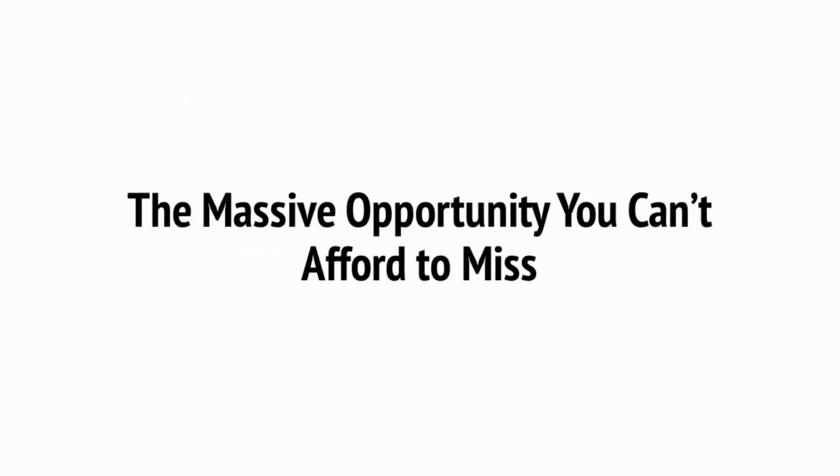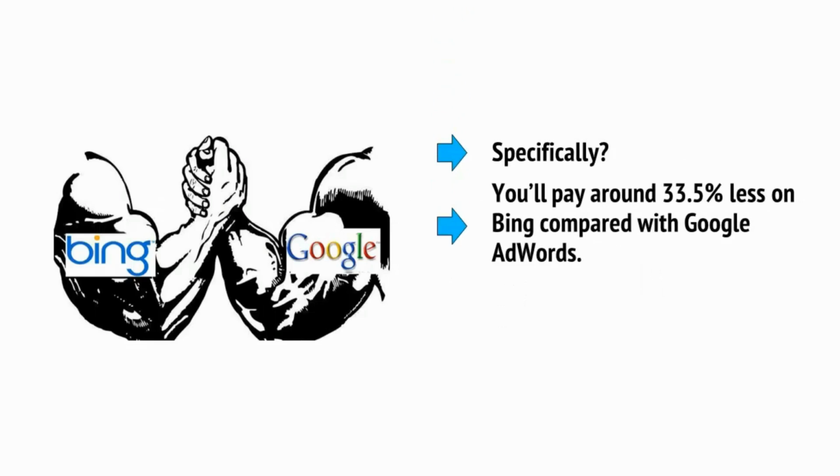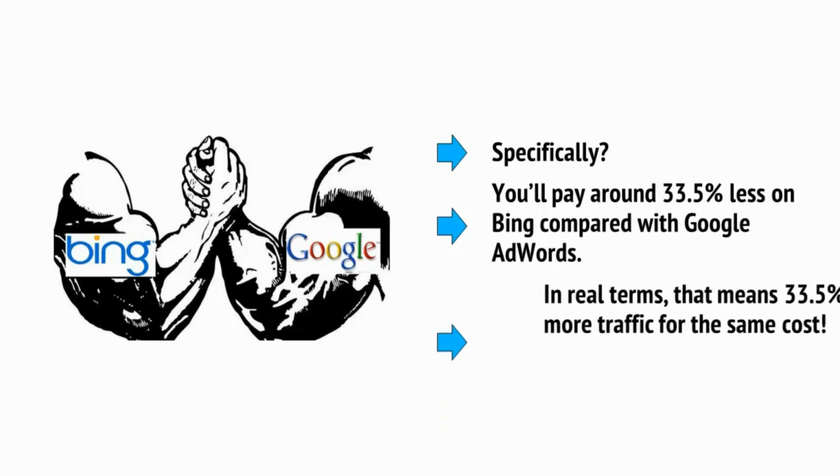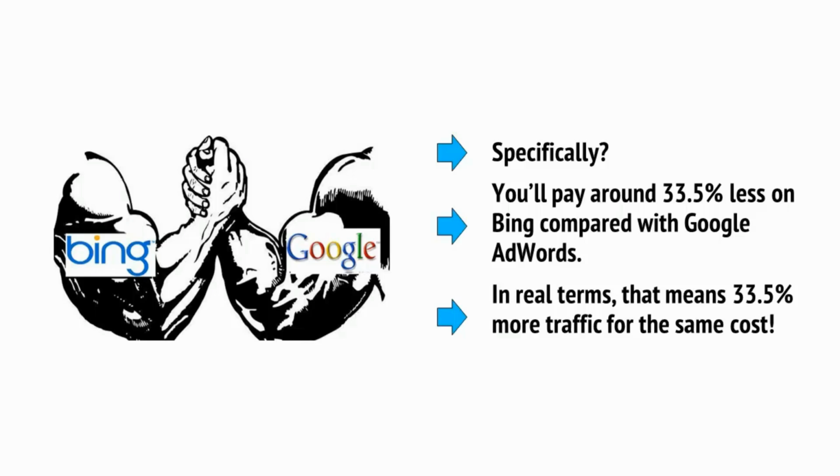And one last thing to consider is that Bing offers a lot of opportunity for the savvy SEO or webmaster. Why is that? Well, simply because Bing is lesser known and there are fewer people trying to rank there. Likewise, there are fewer people paying for PPC. That means you'll pay less per click and you'll find it much easier to get to the top of the SERPs. Specifically, you'll pay around 33.5% less on Bing compared with Google AdWords. In real terms, that means 33.5% more traffic for the same cost.